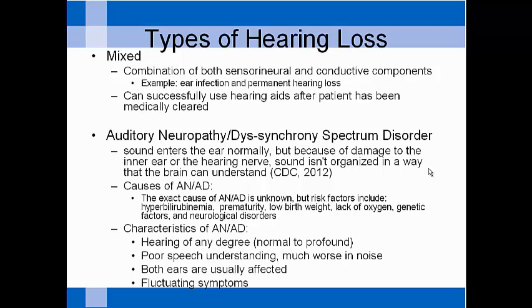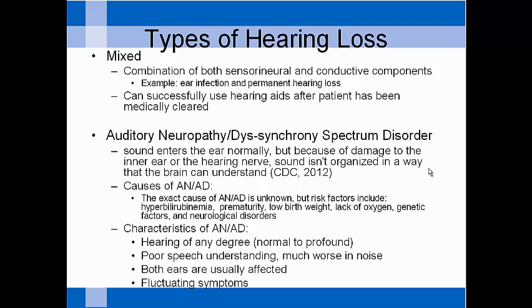Another type of hearing loss that's not really well known is called auditory neuropathy or dyssynchrony spectrum disorder. This is where sound enters the ear normally, so each part is working up to that inner ear, but because of the damage to the nerve, sound isn't organized in a way that the brain can hear or understand it properly. So the signal is just not getting transmitted properly, is another way to look at it.